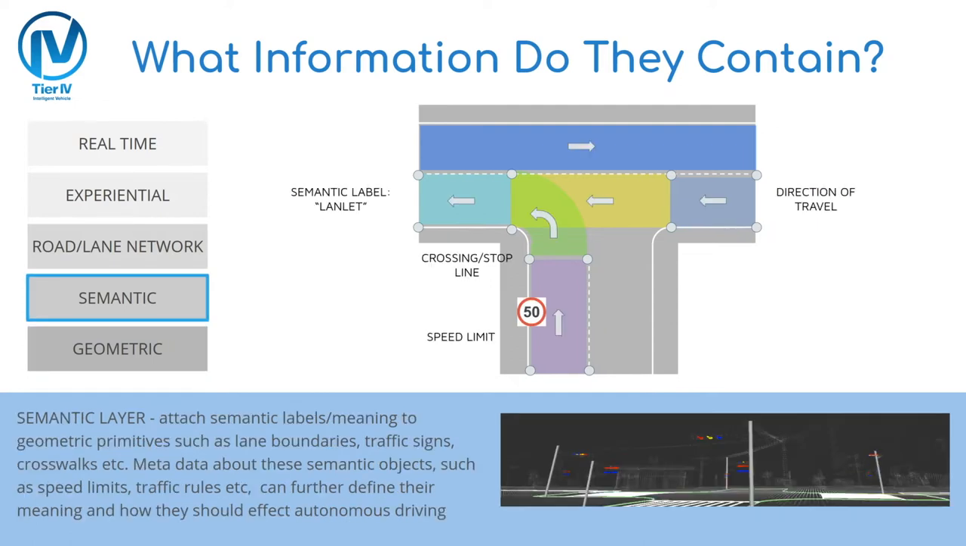The semantic layer attaches semantic labels to the geometric primitives to give them meaning. Additional data can also be associated to these semantic objects to further provide information about how they should be treated by an autonomous vehicle. Here, by attaching the label lanelet to the polygons describing lane boundaries, and attaching additional data tags such as direction of travel and speed limits, the autonomous vehicle is relieved of the necessity to accurately detect road lanes and speed limit signs. Additionally, locations of traffic signs, signal lights, and stop lines, and their semantic labels can further inform the behavior of an autonomous vehicle.